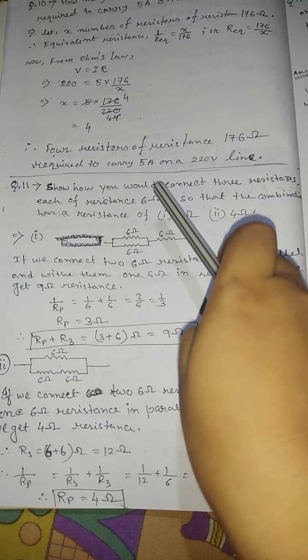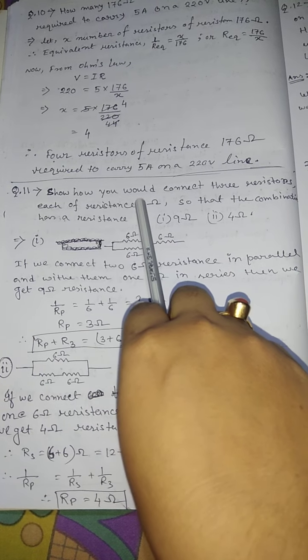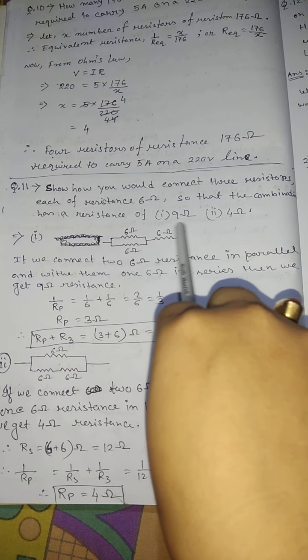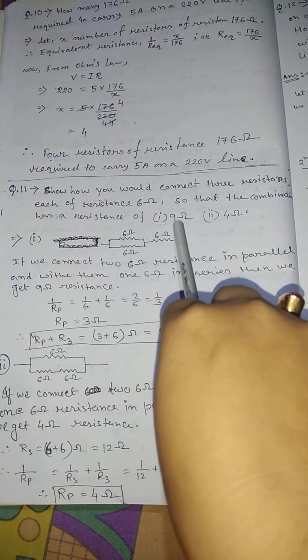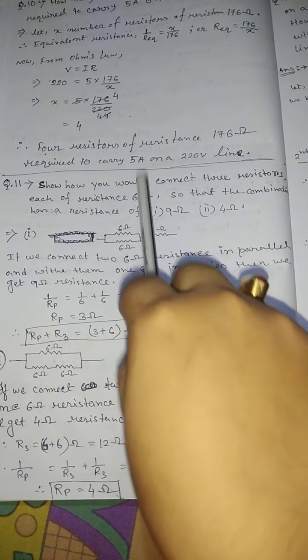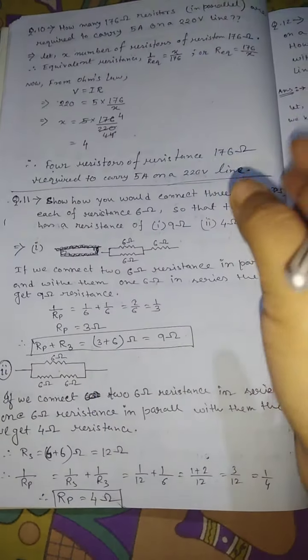So here you have 3 resistors, each resistance is 6 ohm. How are these 3 resistances connected? We get the equivalent resistance first 9 ohm and second 4 ohm. If you calculate, either it will be connected in series or parallel, you can't get this one. So this is a combination of series and parallel.